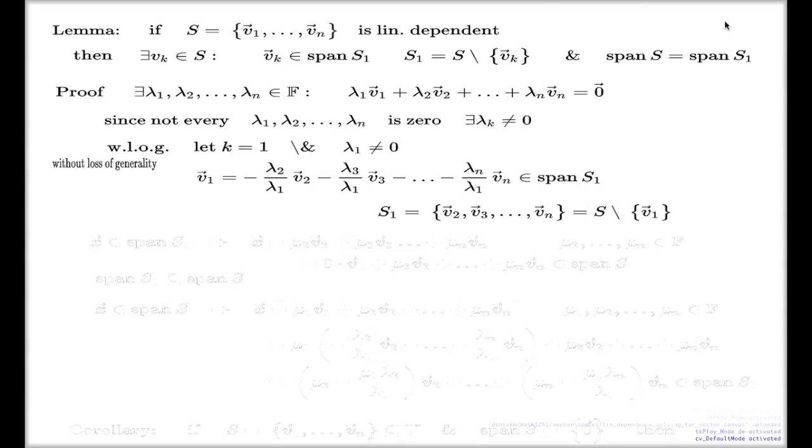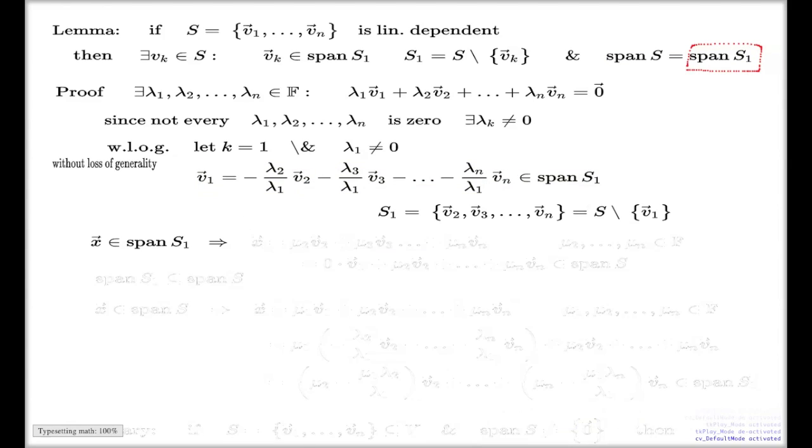Okay, let's do the second part of the lemma, which says that the spans of this larger set and the smaller one will be identical to each other. Let's just do it like this. So I'll take a vector from my span S1. So I'll take a vector from the right-hand side here.